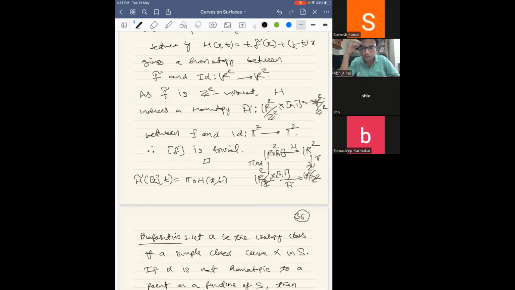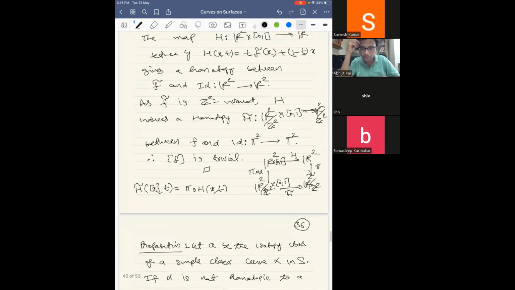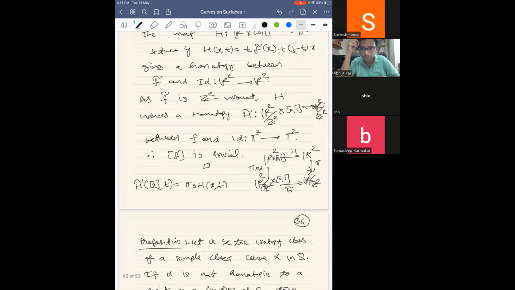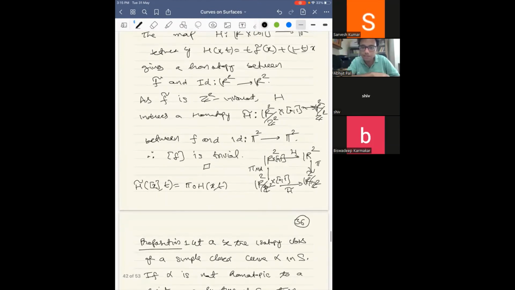Then we have to look at the definition of HXT, how we have defined it. You have just defined this straight line homotopy, right? So then F tilde is Z2 invariant, it is fine. But I'm worried about the second component, plus 1 minus T times X C of it.